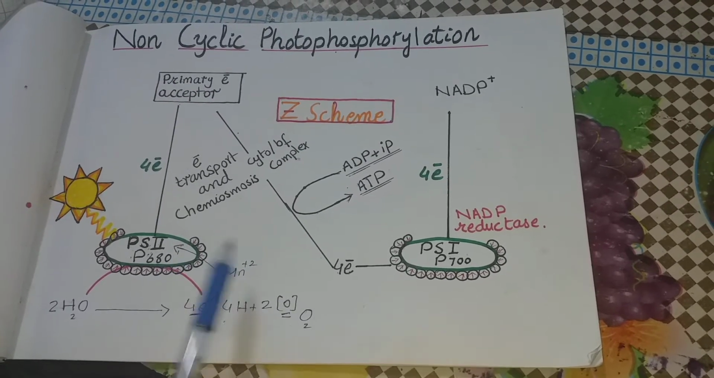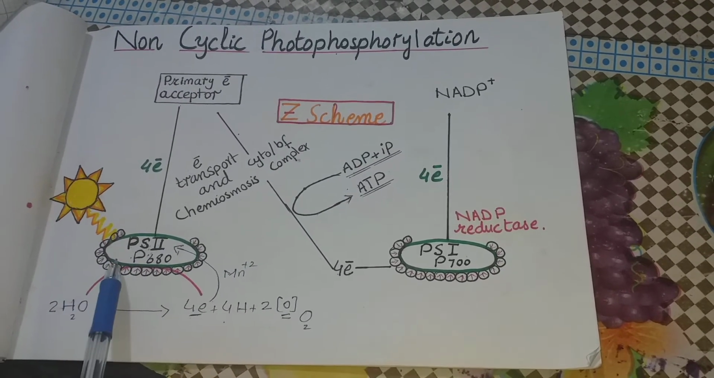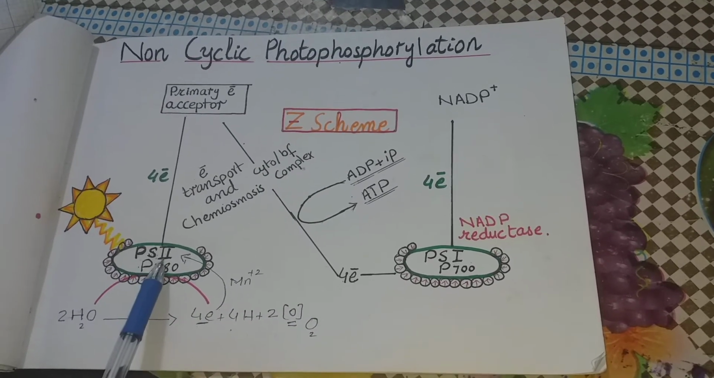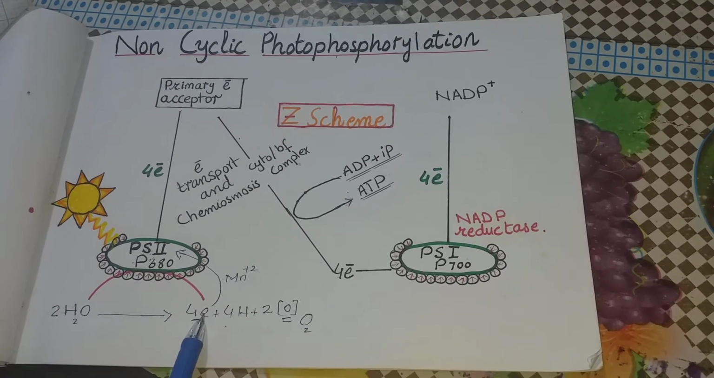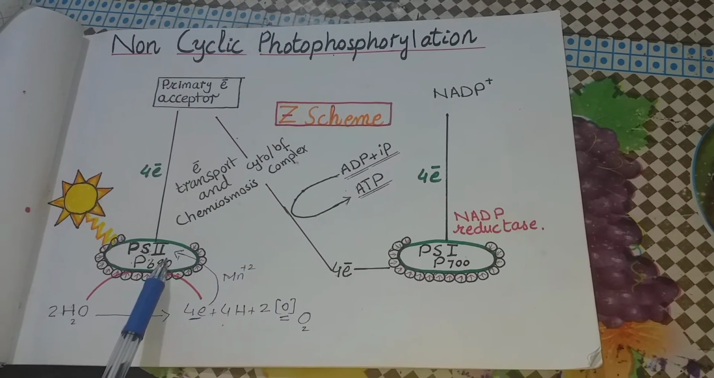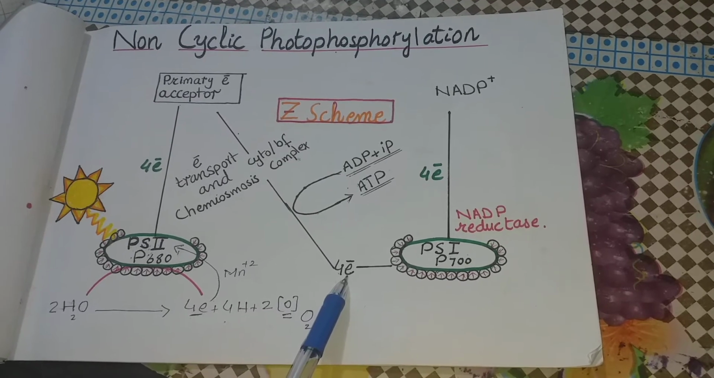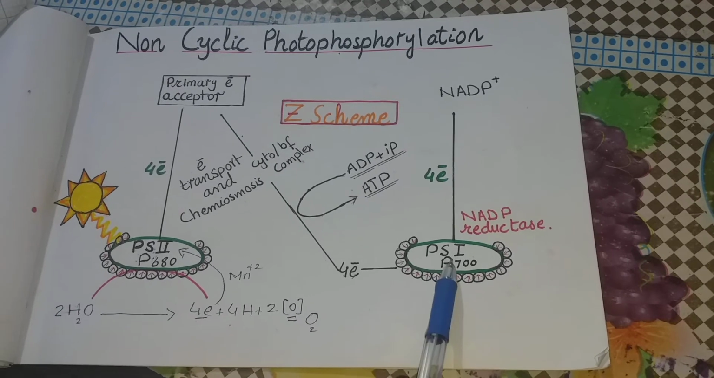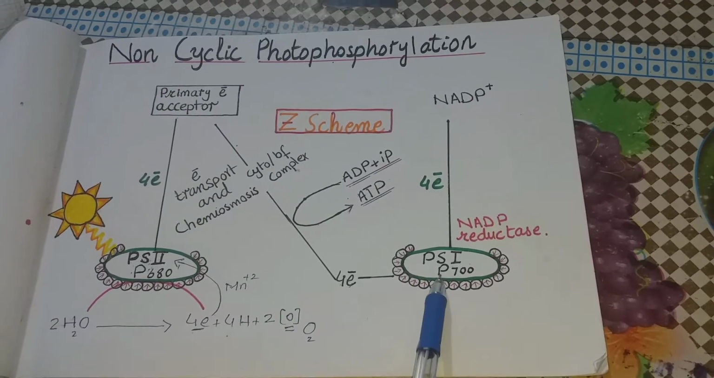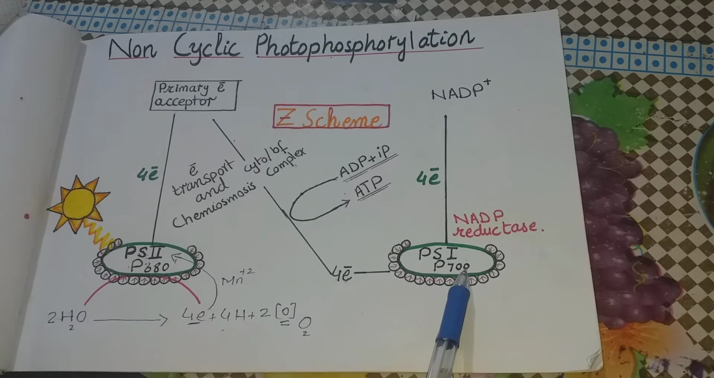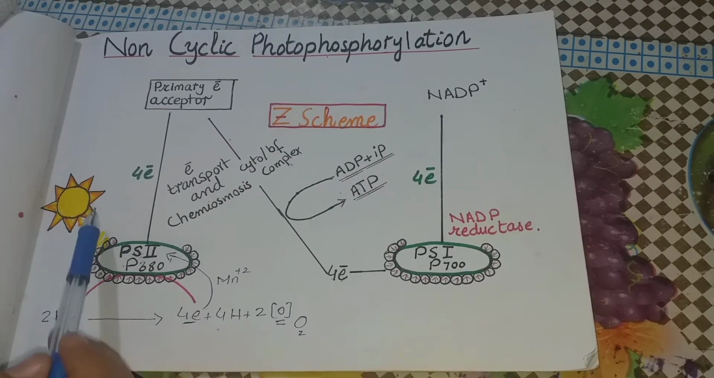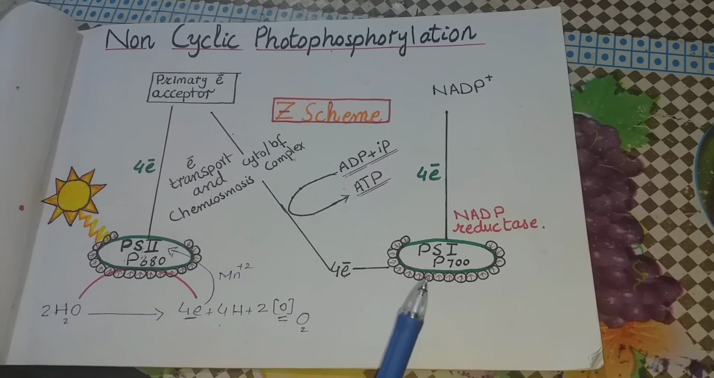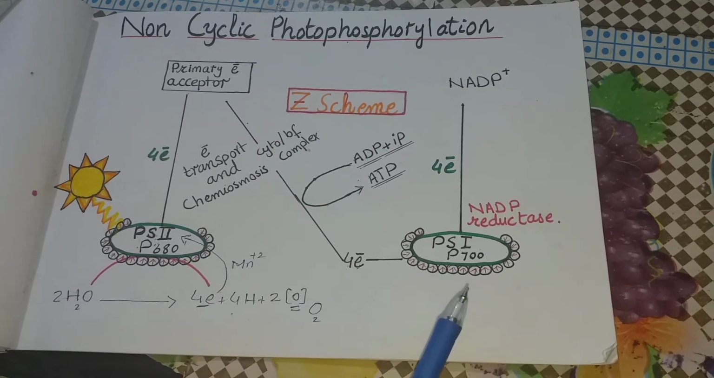But what do you think? Can they come back? No, they cannot come to PS2 because the space is already filled with electrons. There is no space for them, so they remain exhausted over here. At the same time, there is another photosystem known as PS1, and its reaction center is known as P700. Always remember, light will be absorbed by both photosystems. Not only one photosystem absorbs the energy.